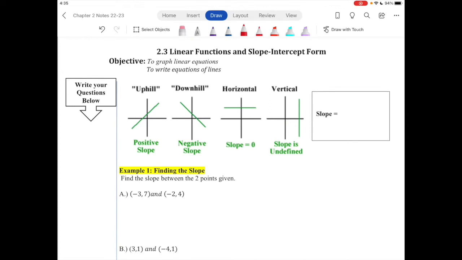In 2.3, we're going to learn about linear functions and slope-intercept form. We'll learn how to graph linear equations and how to write equations of a line. Most of this should be a review from Algebra 1, but I know it's been a while.